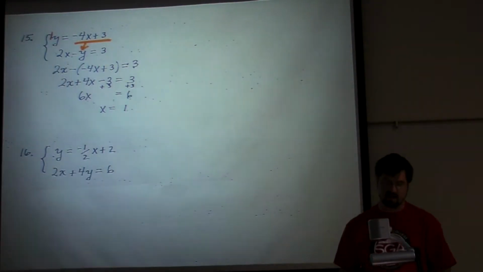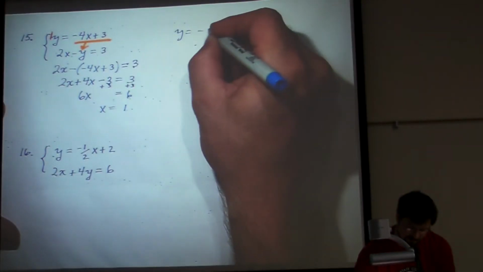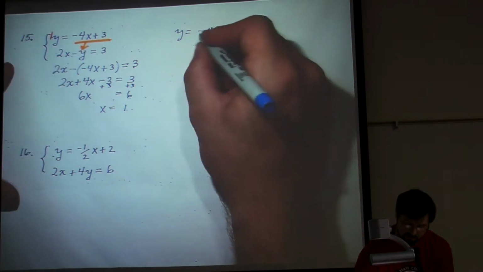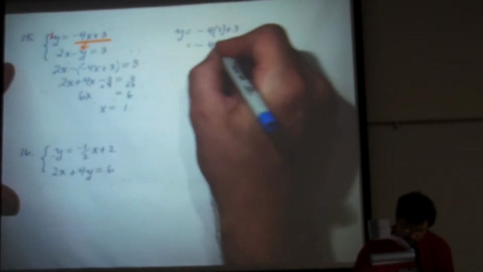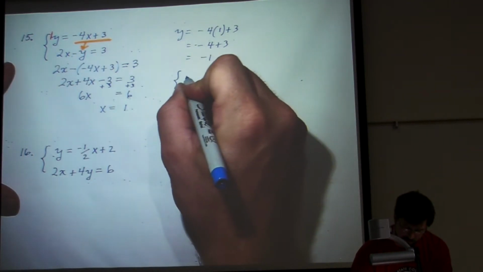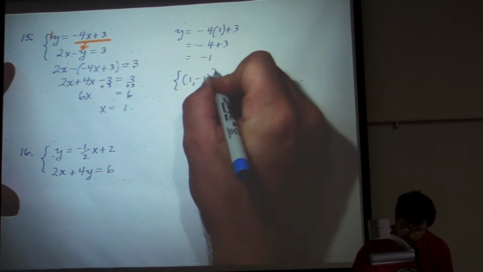And if x is 1, I can plug x back into either of the top equations and solve for y. So y is negative 4x plus 3, so negative 4 times 1 plus 3 is negative 4 plus 3, which is negative 1. So your solution should be 1 comma negative 1. There we go.